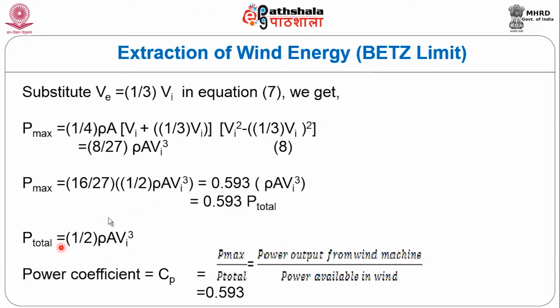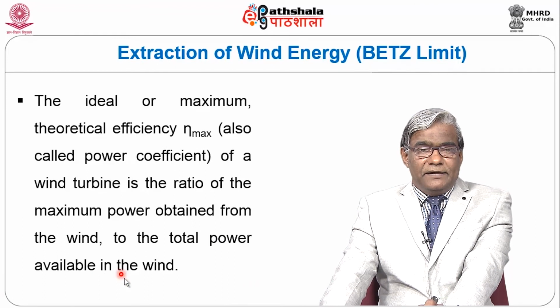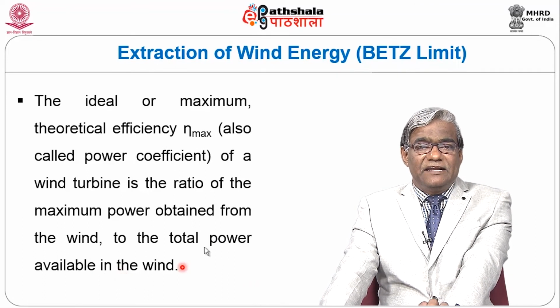So that is the maximum power output, and P total is half rho A V cube. The power coefficient Cp is P max by P total, that is, the power output from the wind machine divided by the power available in the wind. Then we get 0.593. That is the Betz limit, and that is the ideal or maximum theoretical efficiency.